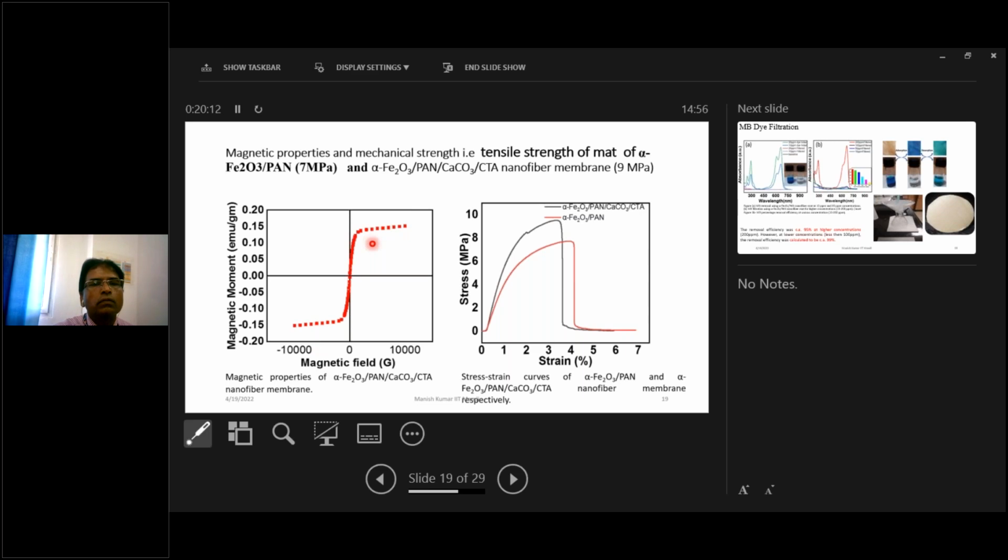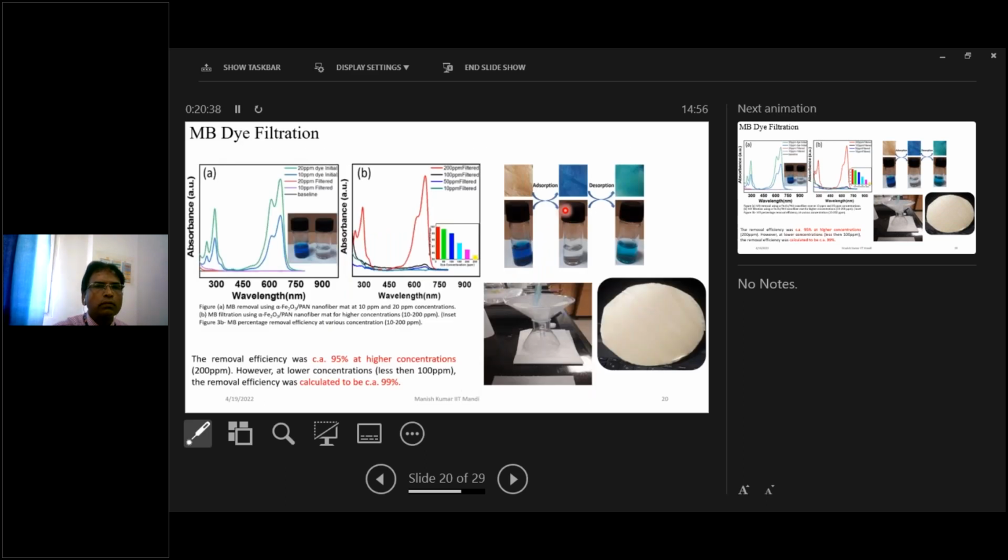Like if we want to separate something out, the membrane after adsorption, or if we dip this membrane into a solution, then it can also be filtered out, separated using the magnetic properties. And we found that after this functionalization, the tensile strength also increases. So this was the lab scale setup. And we have made a prototype also, and we filed a patent for this, and that patent is in process now.